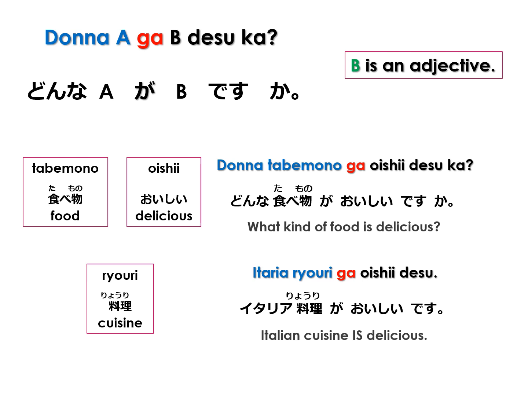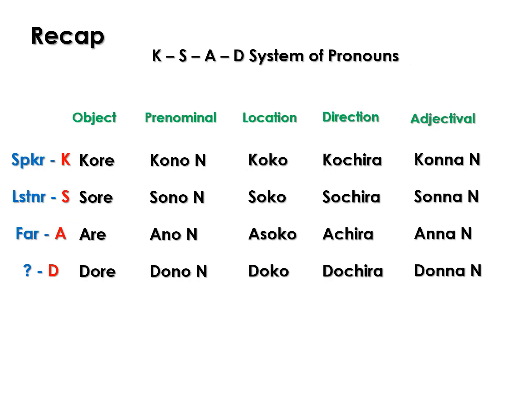So that ends our lesson on the Kosoado pronouns. To summarize, here's what you learned. In the Kosoado system of pronouns, all those that start with a K refer to things close to the speaker. Pronouns that refer to things close to the listener start with the letter S. And pronouns that are far from both speaker and listener start with the letter A. And interrogatives start with the letter D.